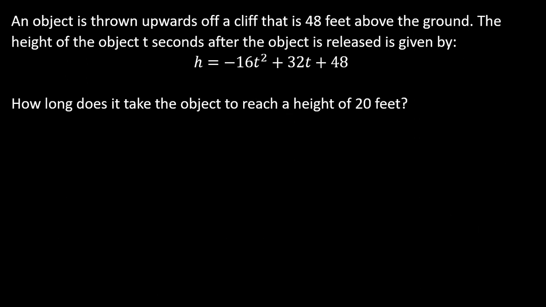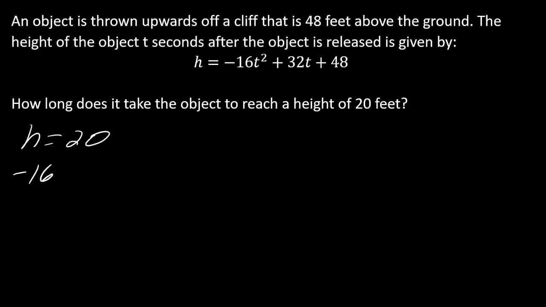So now I just want to make a slight tweak to this problem. Instead of asking how long does it take the object to hit the ground, now I'm going to say how long does it take the object to reach a height of 20 feet. And so how does this change the problem? What does this mean that I need to do? Well, now it's explicitly telling me I need to set my height equal to 20.